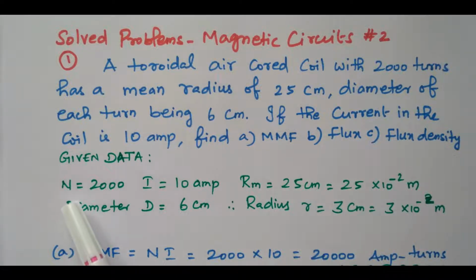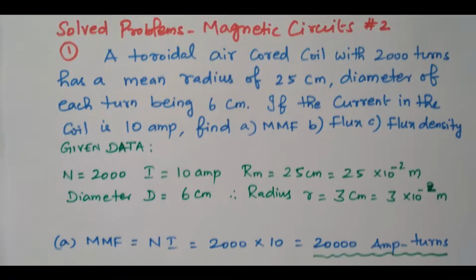So the data is given: the number of turns is 2000, the current is 10 ampere. The mean radius of the core is 25 centimeter, so 25 into 10 to the power minus 2 meter. Centimeter is converted into meter. The diameter of the coil is 6 centimeter, so the radius of the coil is 3 centimeter, so 3 into 10 to the power minus 2 meter. This centimeter is converted into meter. Now we'll go to the parameters one by one.